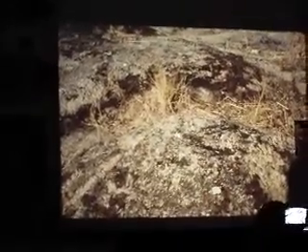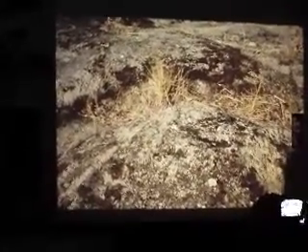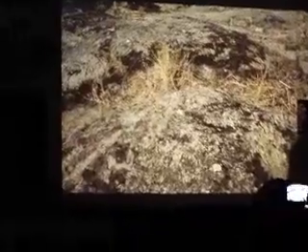Ecological process taking place in this rock? Primary succession. Type of symbiosis taking place right here? Obligate mutualism. Tree tobacco.